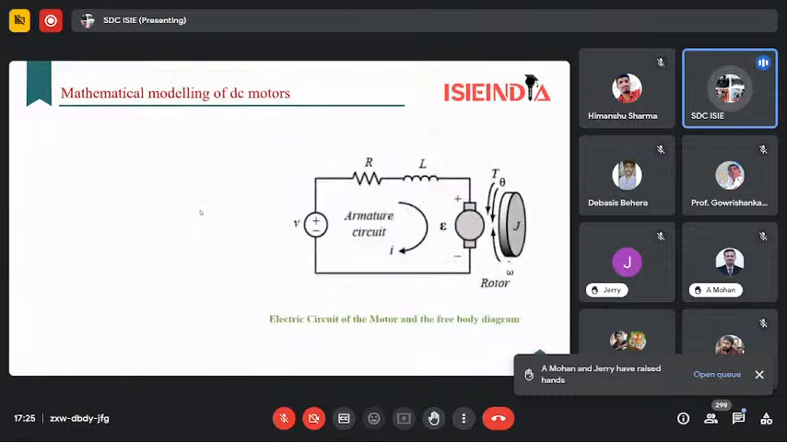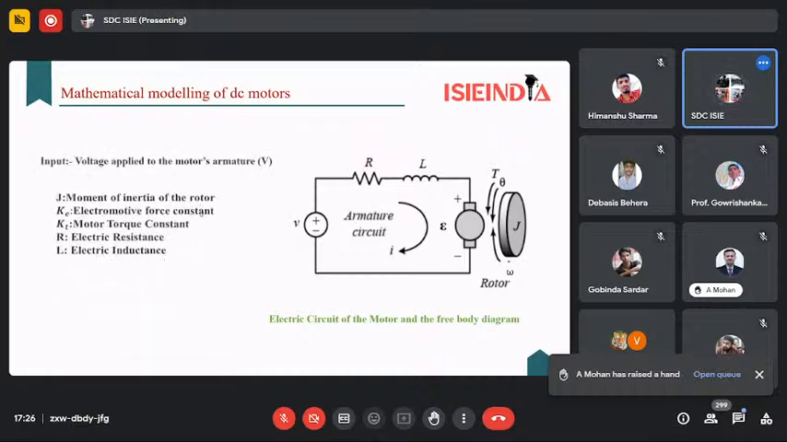So we will start with the mathematical modeling of the DC motors. The mathematical modeling of a DC motor consists of, at the part of derivation, first I have to introduce all the components which are connected to the DC motor.